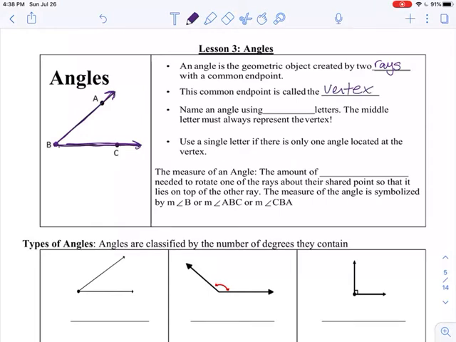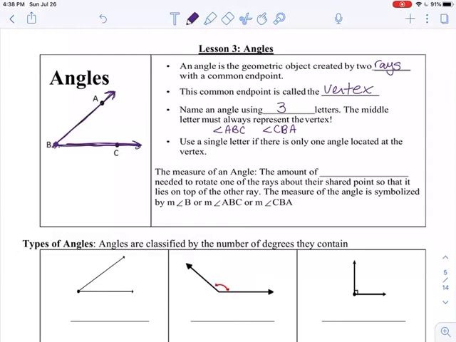To name an angle, I use the three letters that are there. The middle letter always has to be the vertex. So I can call this angle ABC, or I can call it angle CBA. But notice that B, that vertex, is always that middle letter.